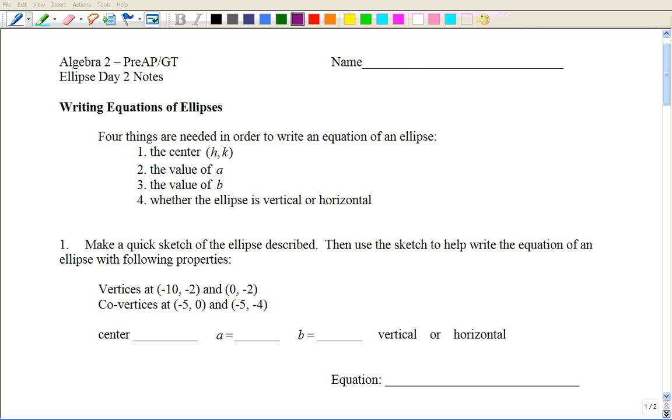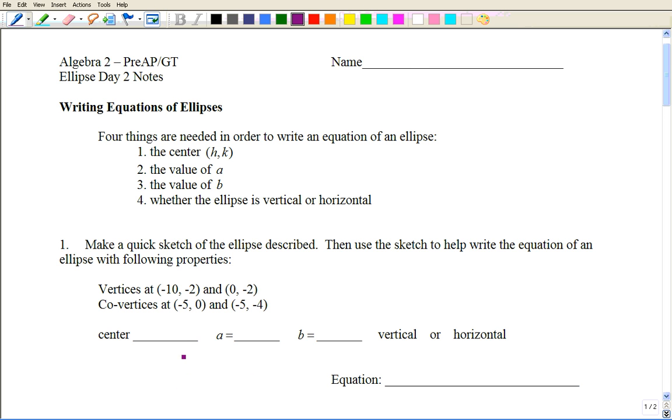Okay, so we have writing equations of ellipses. We need four things in order to write the equation of an ellipse: the center, the value of A, the value of B, and whether the ellipse is vertical or horizontal. So let's make a quick sketch of the ellipse described, then use the sketch to help write the equation of an ellipse with the following properties. We have vertices at -10, -2, and 0, -2. We also have co-vertices at -5, 0, and -5, -4.